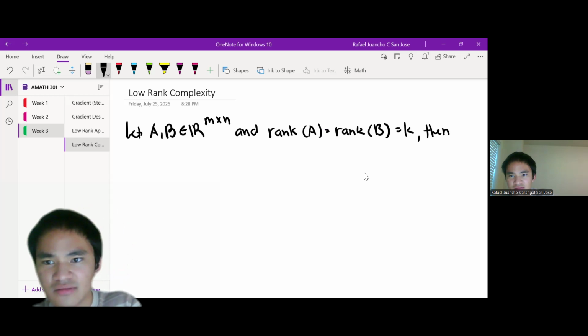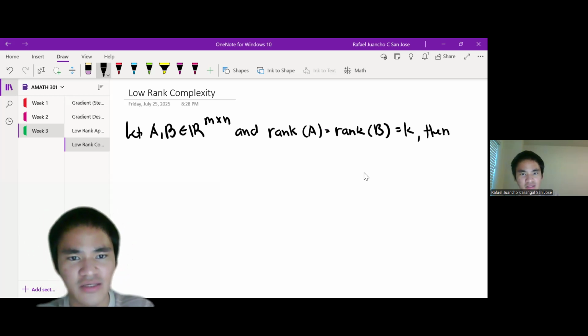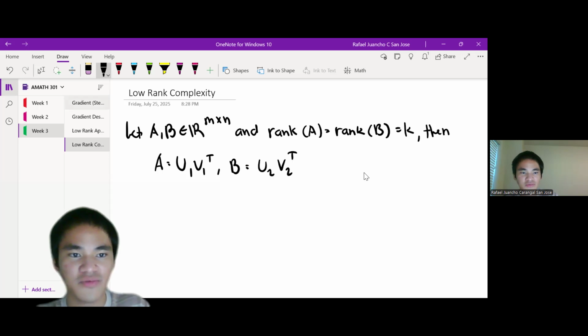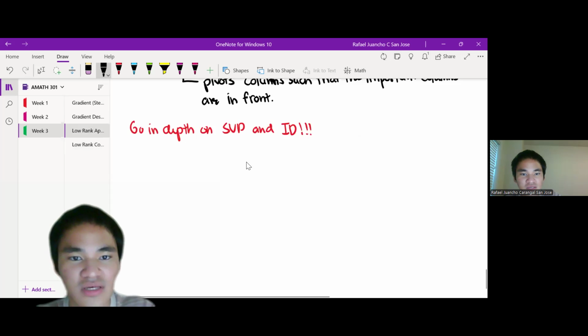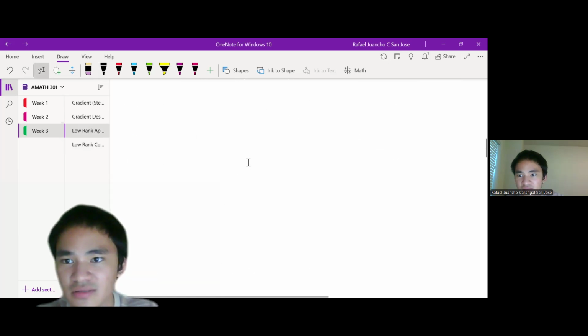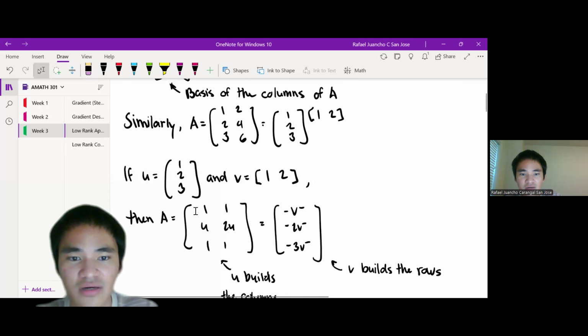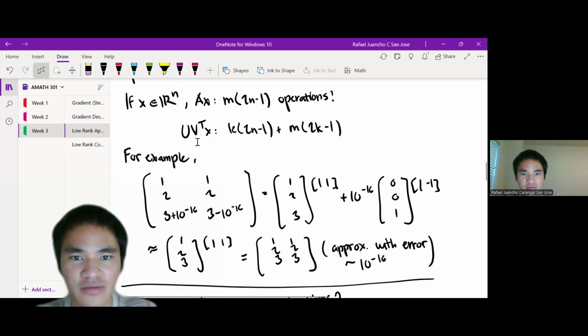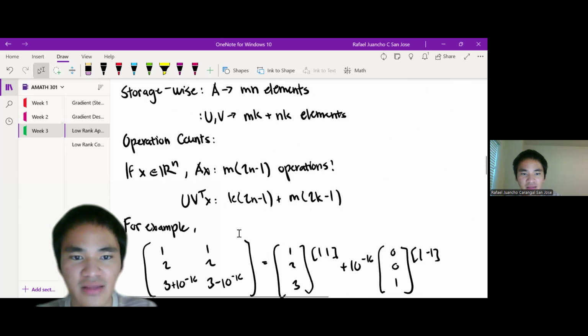So then my A is going to be, we're going to use that UV that we did previously. So U sub 1, V sub 1, transpose my V. And then for my B matrix, I'm going to do U sub 2, V sub 2. So I'm doing the same thing as the previous one I did here. I'm going to do a UV decomposition there.